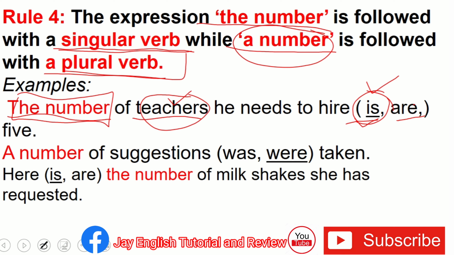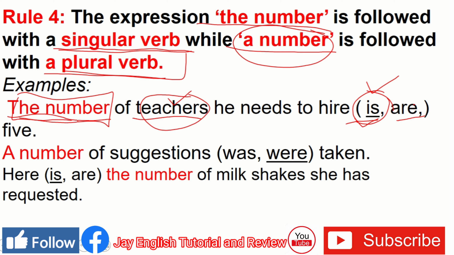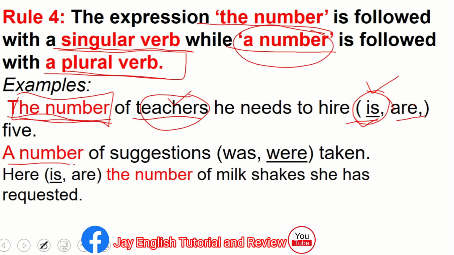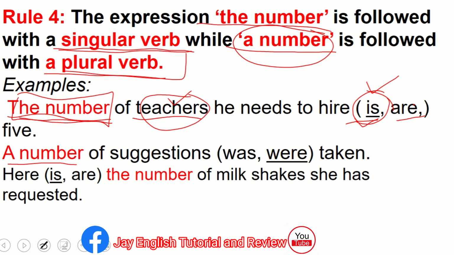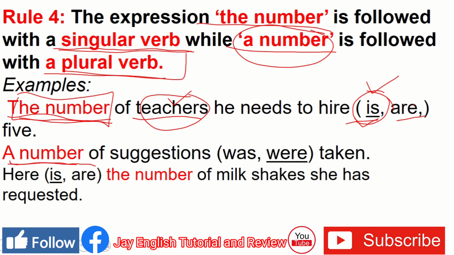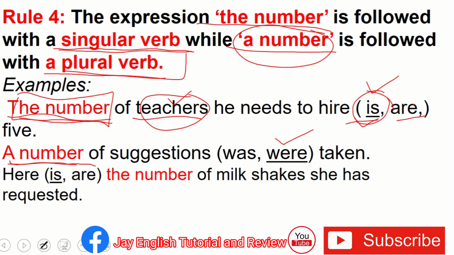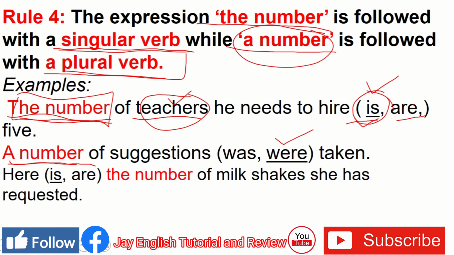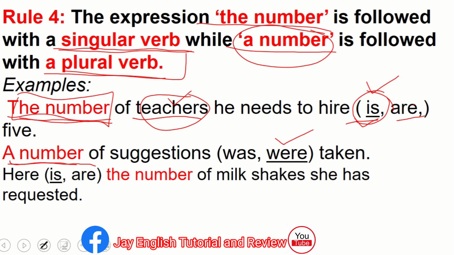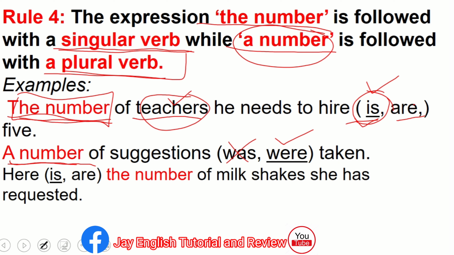A number of suggestions were taken. Okay? So earlier it was "the number", this time the expression "a number". So "the number" takes a singular verb while the expression "a number" takes a plural verb. So which between the two is plural, was or were? It is "were". "Was" is singular, "were" is plural. So a number of suggestions were taken. Okay, not "was" taken. Another example.